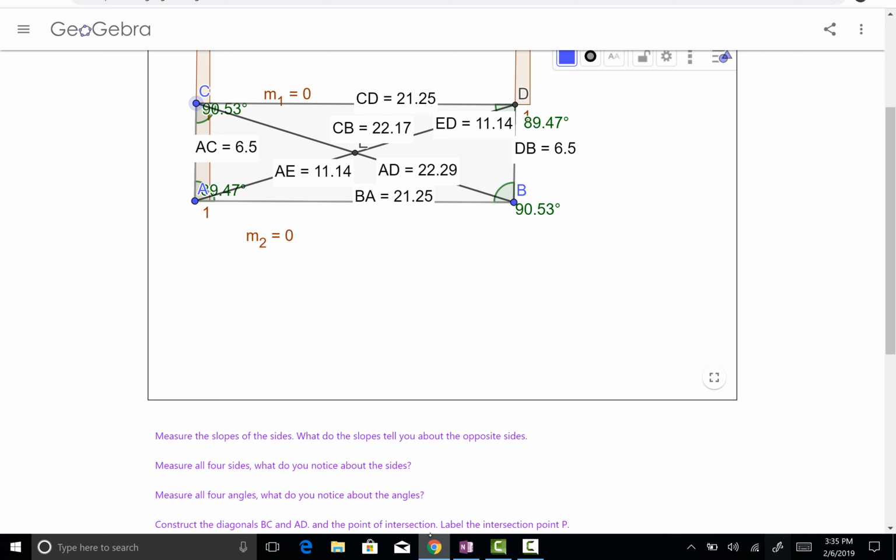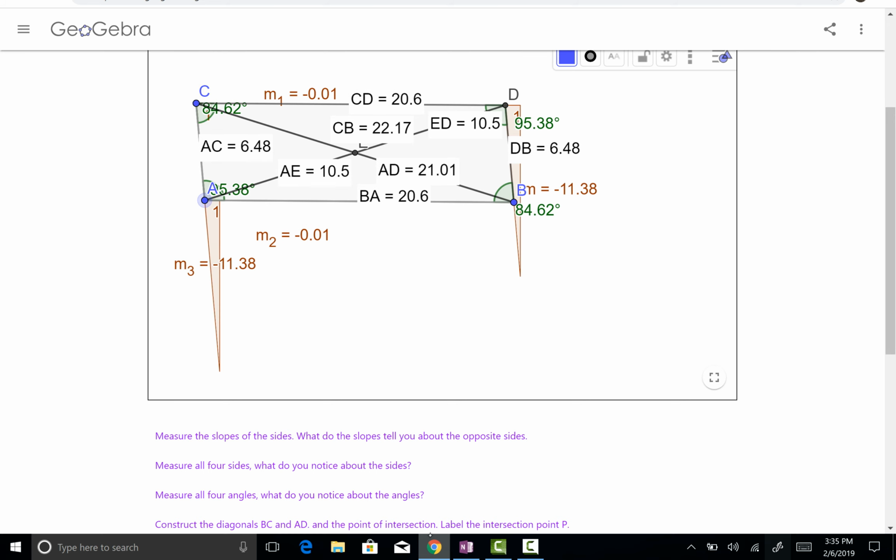And they still bisect each other. They're still bisecting each other. So yes, it does work out. Opposite angles, they're both 90 degrees, so they're still equal. Opposite sides, they're equal. Opposite sides, they're parallel. So it holds up the same way.